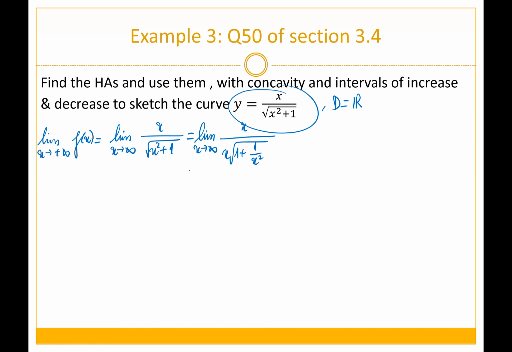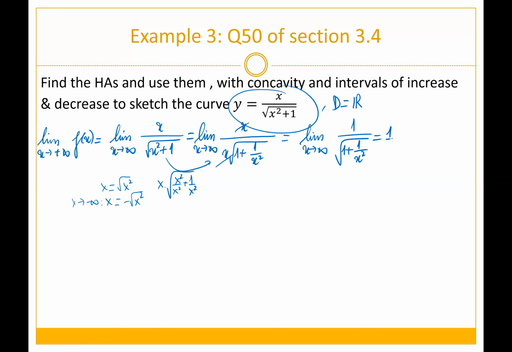Actually, from here to here, basically one step I did is that you multiply x, and then x squared over x squared plus 1 over x squared. How can I actually do that? In this case, x is equal to square root of x squared. But when x approaches negative infinity, then you have x equal to negative square root of x squared. Now you can cancel out this x, and then what you have is the limit as x approaches infinity of 1 over square root of 1 plus 1 over x squared, which is going to give us 1.